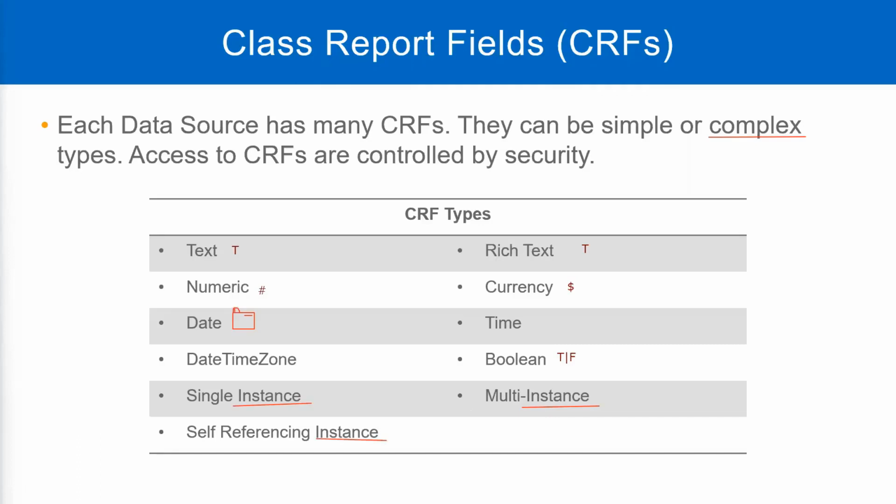So a single instance looks like this. Let me see if I can draw it correctly. There will be a big circle, and then a small circle like this, and then there is a link between the two. This is one object. This is another object. And it is linked. So this is a single instance. There is a single relationship between these two objects.